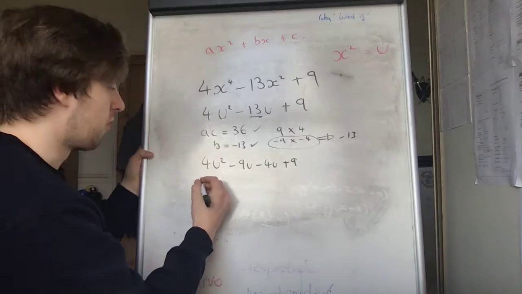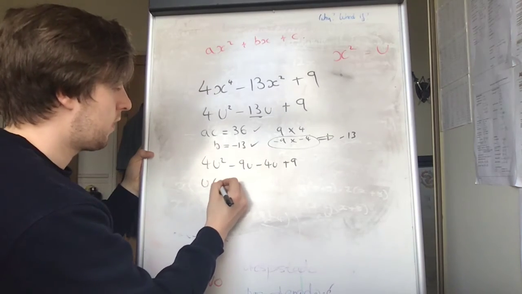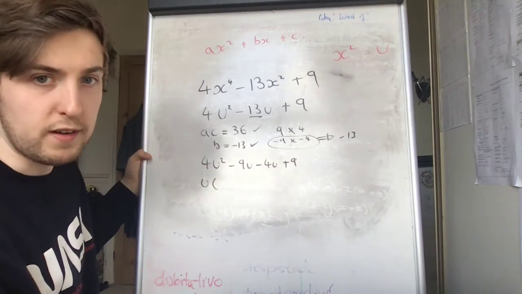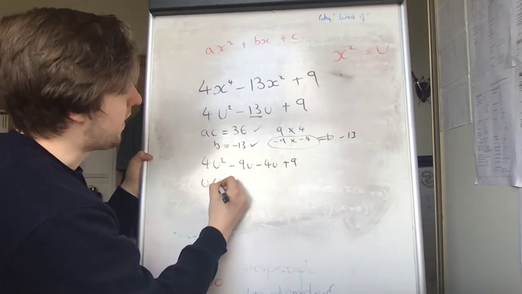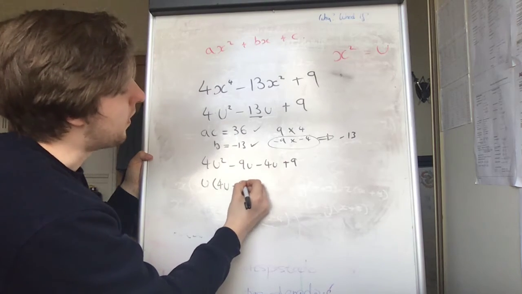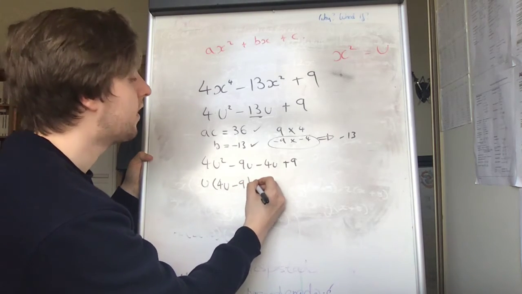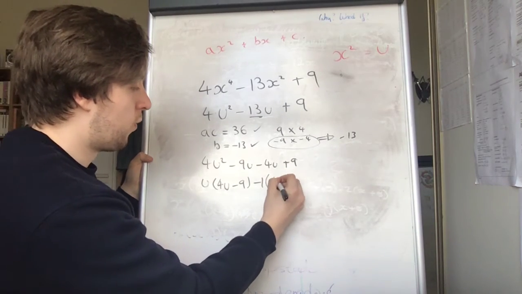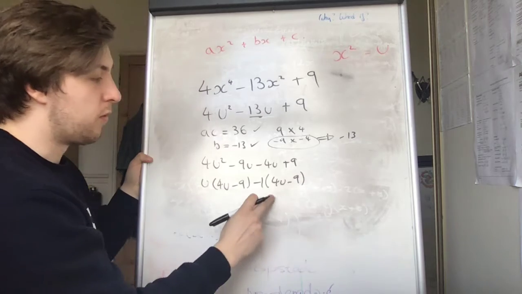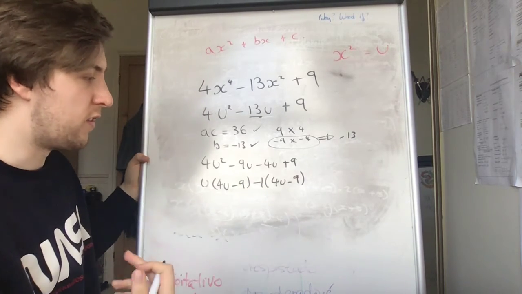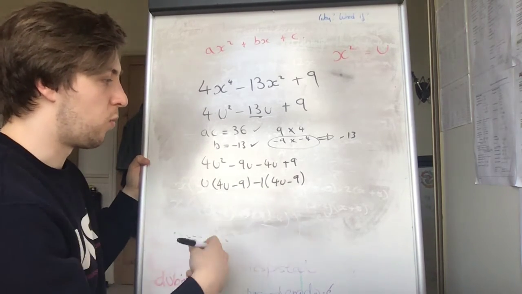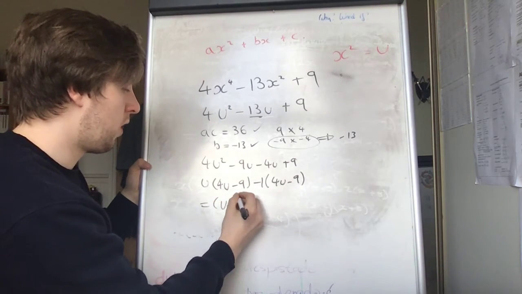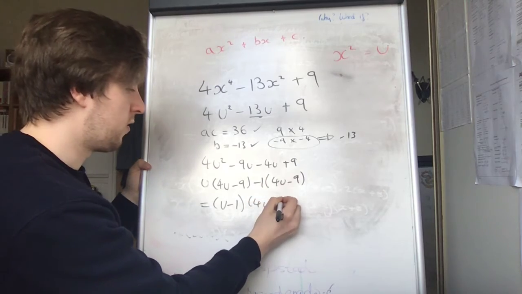So we've got this broken down into u. We're going to factorise this half of the expression, so u is common to both 4u squared and negative 9u. So then that will give us u(4u minus 9). And then here we've got basically minus 1 times (4u minus 9), because negative 1 times 4u is negative 4u, and minus 9 times minus 1 is positive 9, okay? And so that will equal (u minus 1)(4u minus 9), okay?